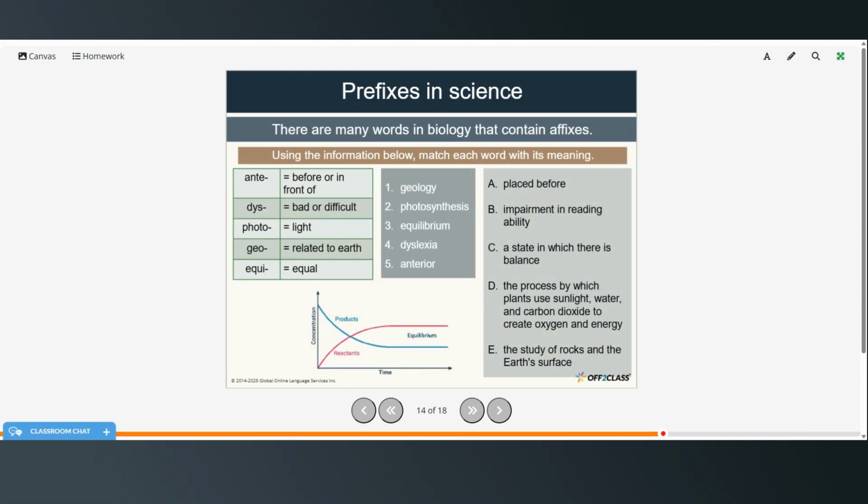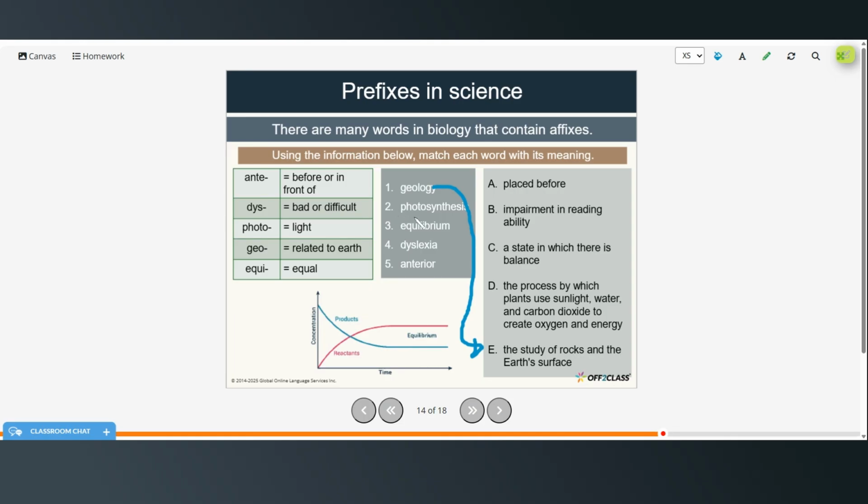Here are a few more prefixes. Anti means before or in front of. Dis means bad or difficult. Photo means light. Geo is related to Earth. And equa is equal. So geology, we know from geo that it's related to the Earth. So we can take a guess that it's E, the study of rocks and the Earth's surface.